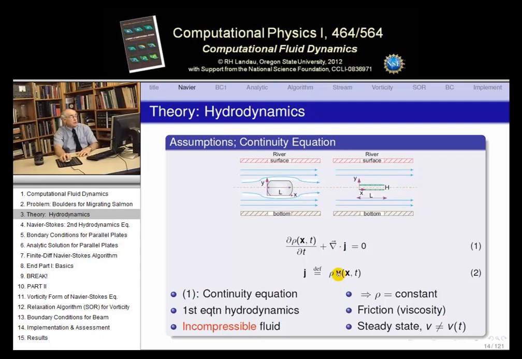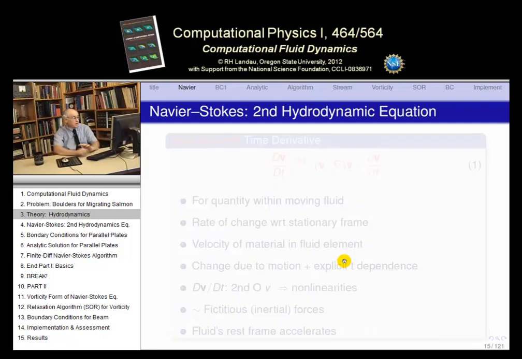Okay? And the continuity equation just tells us that the flow in and out of some area must equal the divergence of J. If there's a little hole there that's sucking water in, that's the divergence of J term. If not, there'll be a change in density with time due to whatever's being pumped in and pumped out. Okay, so that's the first equation. Let's look at the next equation and try to figure out what it is and see if it makes sense.